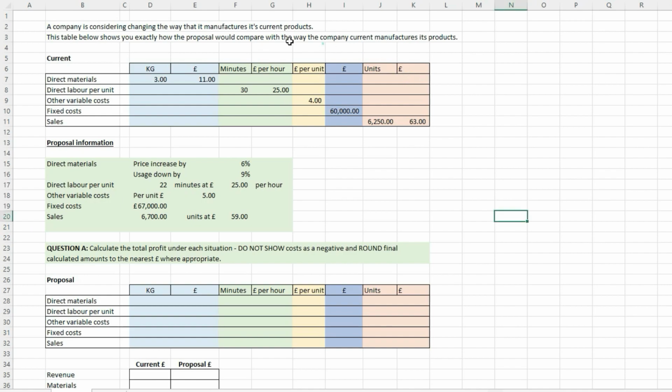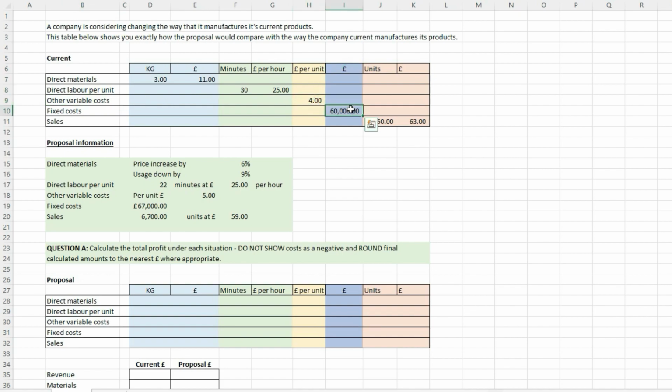This is a two-part question, and firstly, we're being told that a company is considering changing the way that it manufactures its current products. And we've got a table here that shows us exactly how the proposal would compare. So here, we're being told that currently, direct materials are £11 and we use 3 kilograms. We're told that direct labour per unit is £25 per hour and it's taking 30 minutes to create 1 unit. Other variable costs are £4 per unit.